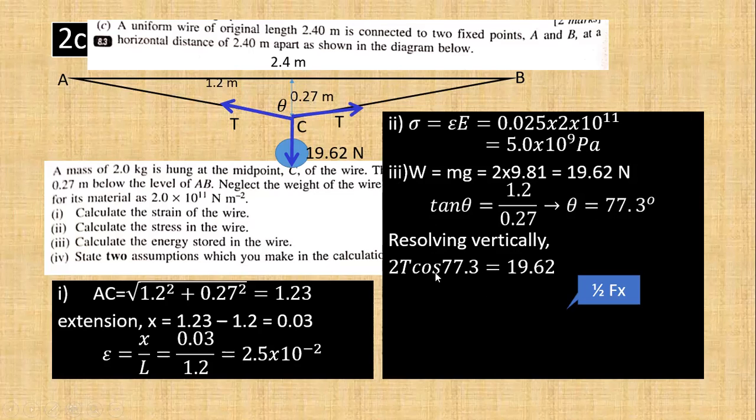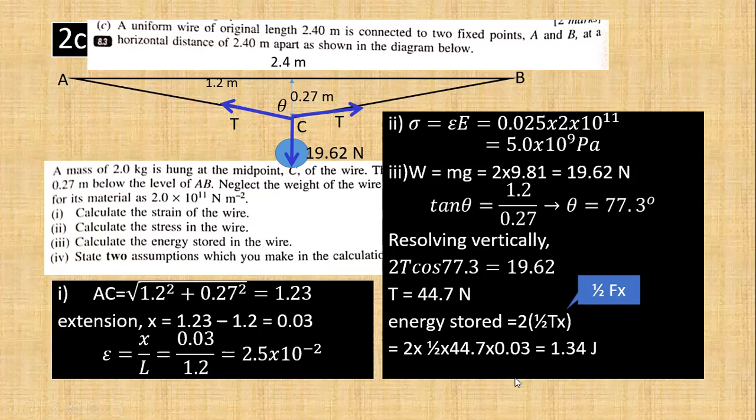Then I resolve vertically. T cos theta, with theta 77.3, is balanced by 19.62, and calculate my T. Energy stored is half k x. For this wire, it is half tension times x. For this wire, there's another one the same, that's why I multiply by 2. Put in your values, calculate out 1.3234 joules. Any comments so far? Anything not clear?